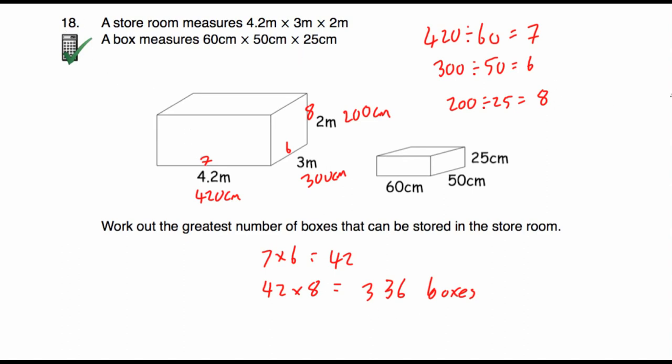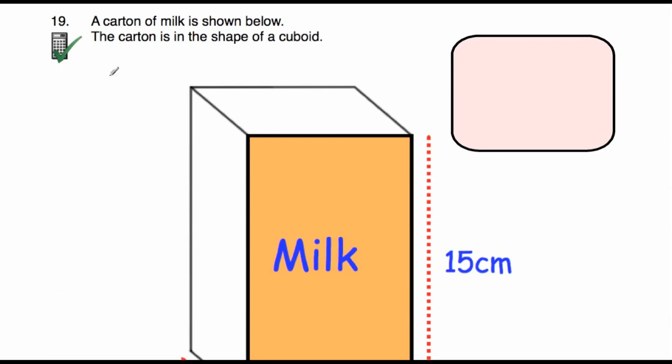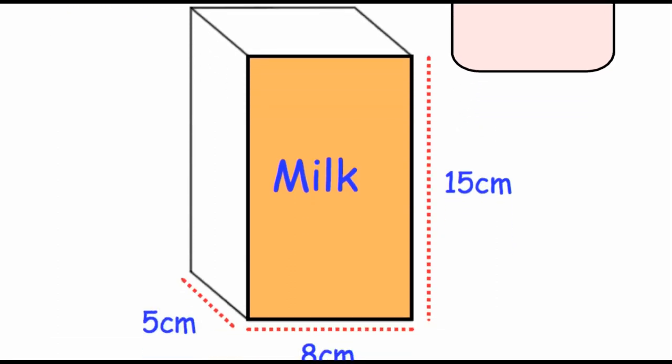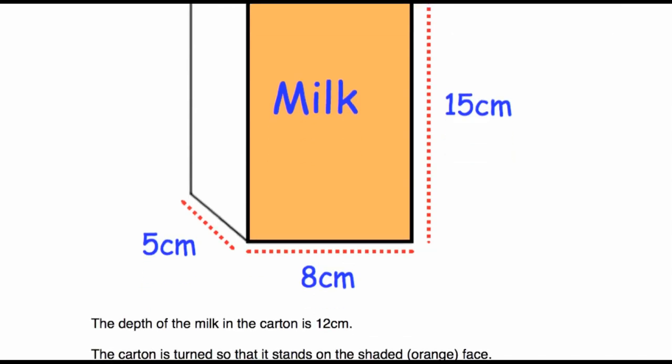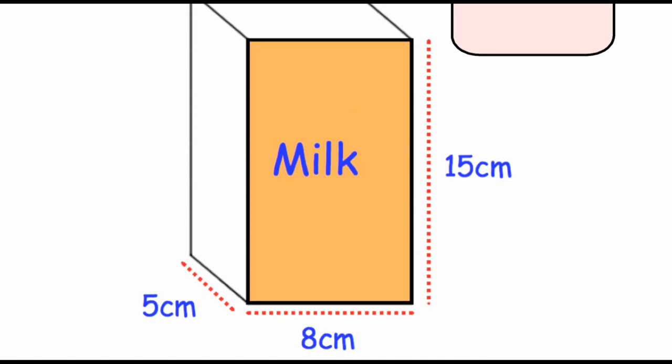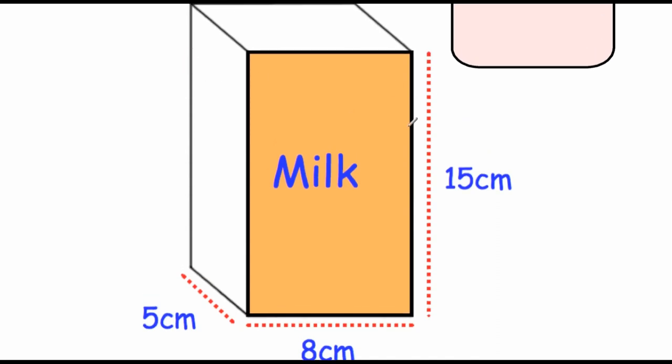Okay, let's have a look at question number 19. So question number 19 says, a carton of milk is shown below. So we've got this carton of milk. It's in the shape of a cuboid, so it's like a box of milk. And we've got our cuboid, and it's 5 centimetres, a width of 8 centimetres, and a height of 15 centimetres. And the question says the depth of milk in the carton is 12 centimetres. So the carton's not full of milk. It's actually only got a depth of 12 centimetres.